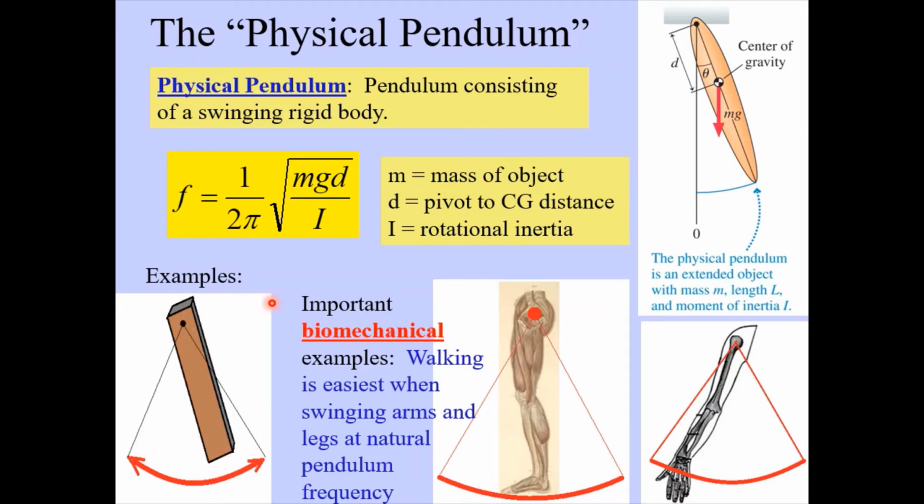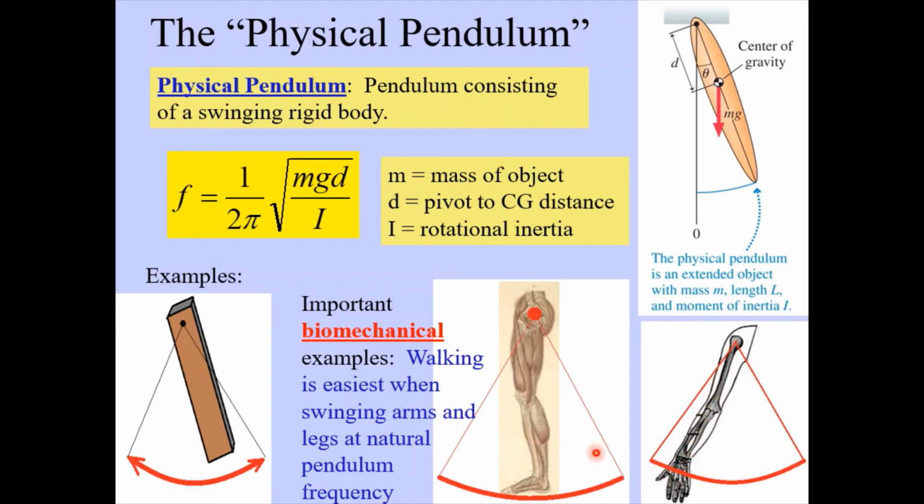One of the important biomechanical examples of physical pendulums are limbs. You can think of walking as having your leg swinging on a pivot point, which would be the hip joint, and also when you walk, your arms swing back and forth.